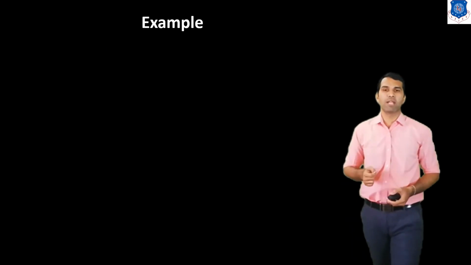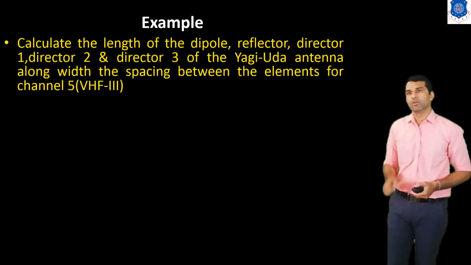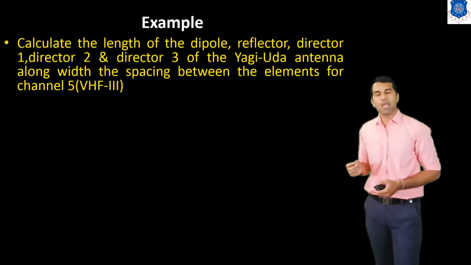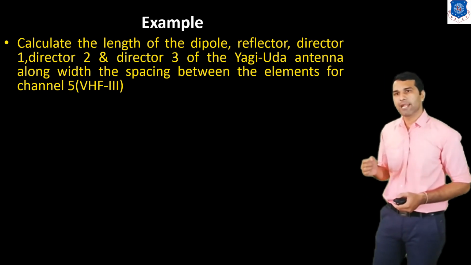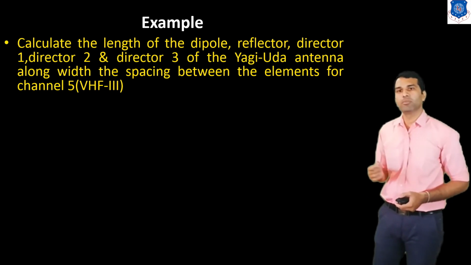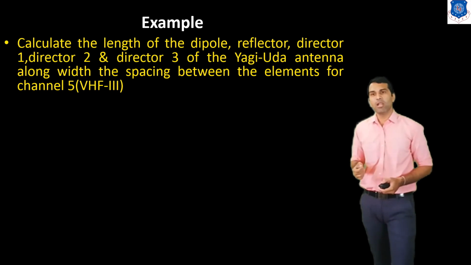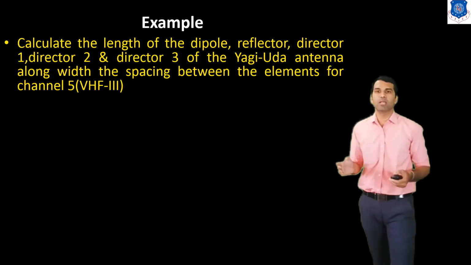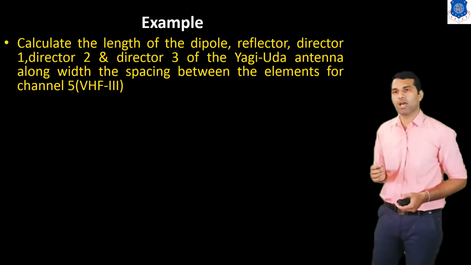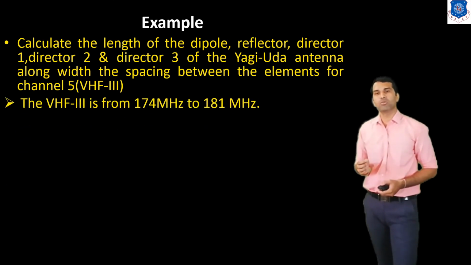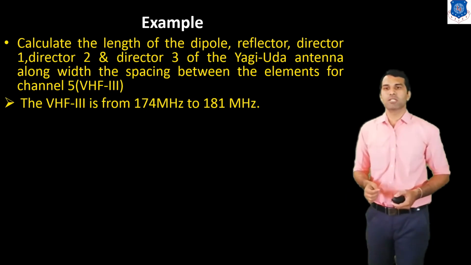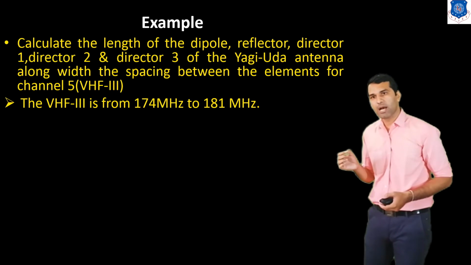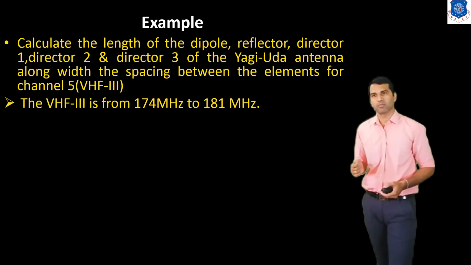Now we calculate one example. Calculate the length of the dipole, reflector, director 1, director 2 and director 3 of the Yagi-Uda antenna, along with the spacing between the elements for channel 5 of the VHF3 band. First of all, we have to know about the VHF3 band. The VHF3 band frequency range is between 174 MHz and 181 MHz.